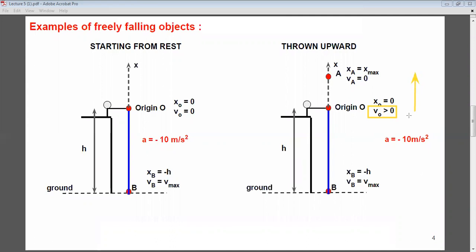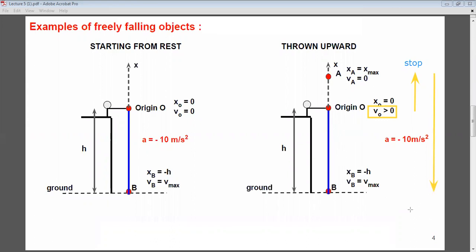Now, what happens as the ball is going upward? Just imagine it. Again, we are standing at the top of the building and I hit a ball upward. What will happen to the ball? The ball will go up, up, up, up, up. Then what will happen is it will stop, right? And then it will go down again until it hits the ground.